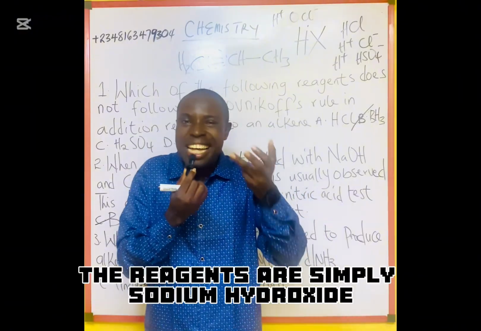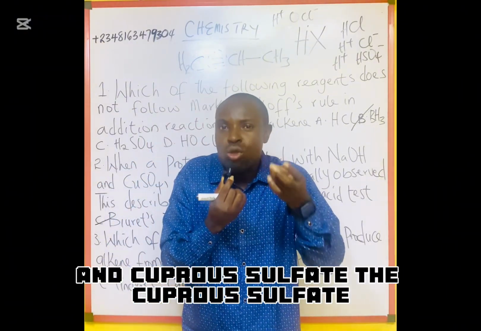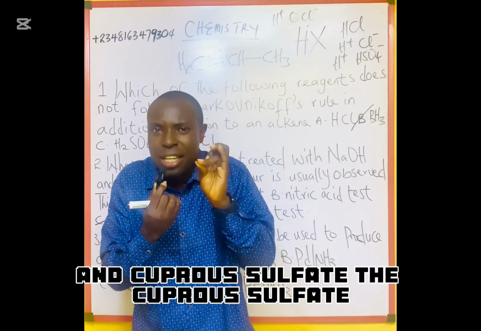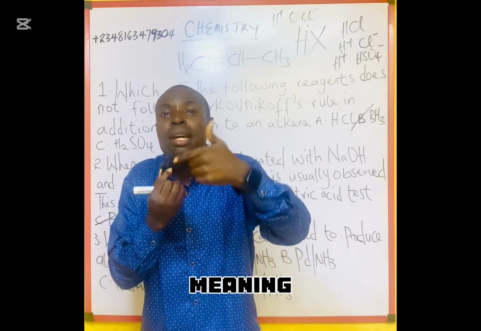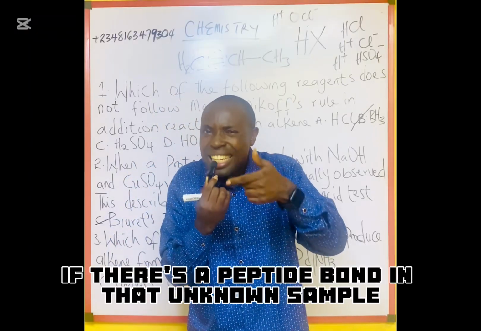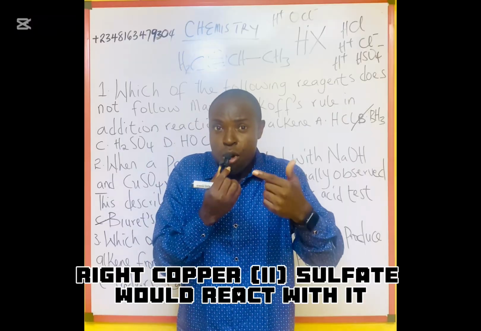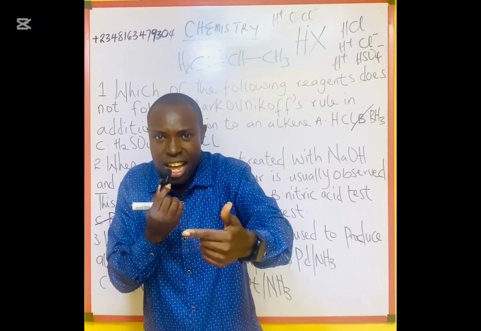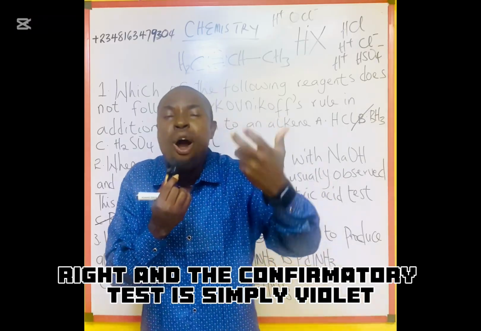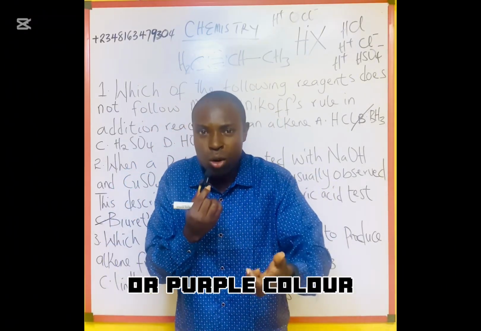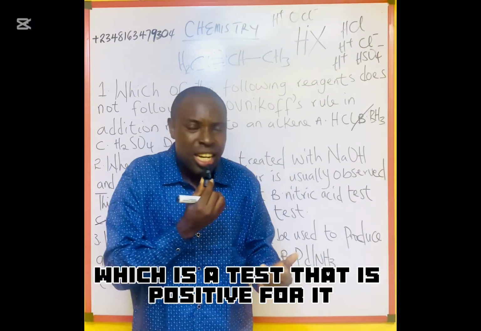And what are the reagents? The reagents are simply sodium hydroxide and copper II sulfate. The copper II sulfate is used to react with the peptide bond, meaning if there's a peptide bond in that unknown sample, copper II sulfate will react with it. And the confirmatory test is a violet or purple color, which is a positive result.